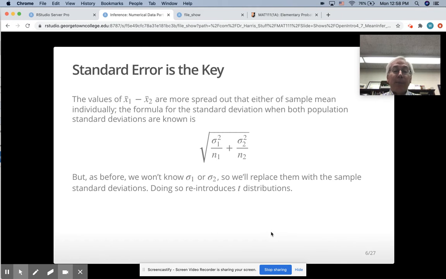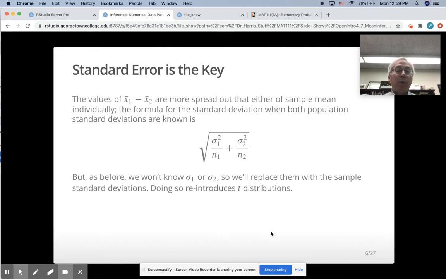So we've seen this sort of thing back in chapter 6 when we were looking at the difference between two population proportions, where we took the variance for one group and added it to the variance for the second group, and then took the square root of that sum, and wound up with what looked like the standard error in the population proportion case. And we're going to do something very similar here.